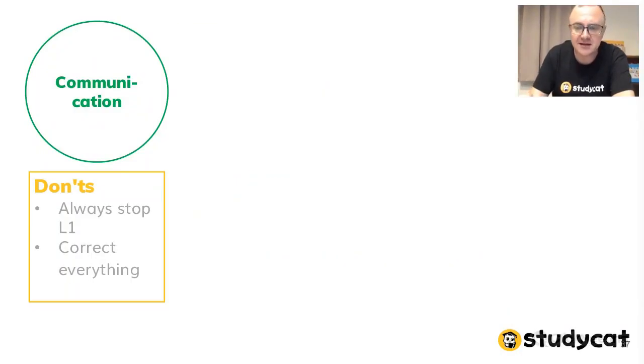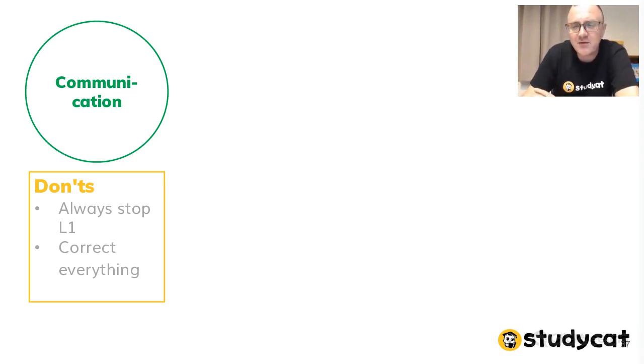The last one is communication, and then I'm going to show you some examples. With communication, I just want to say, don't always stop L1, the first language. In China, I've noticed a lot of schools have big signs that say no Chinese in English schools. But why? The kids are actually probably helping each other. They're probably asking questions, and then they get stopped for doing that. I don't understand that. I've never understood why we stop L1 in the classroom. It's a very outdated way of thinking about learning.